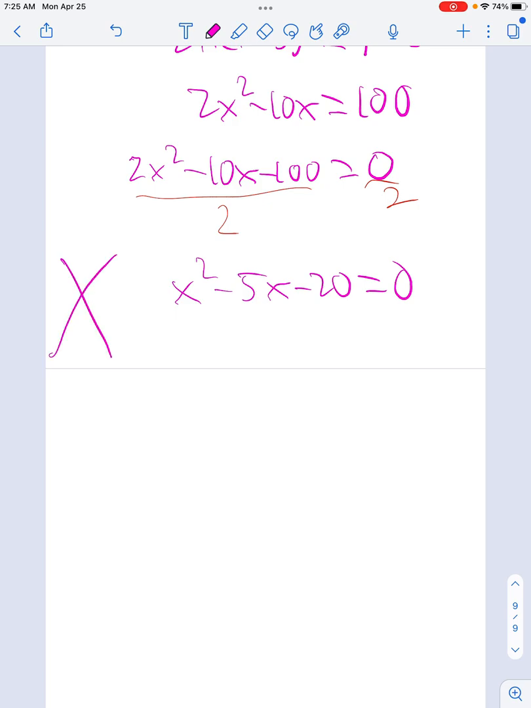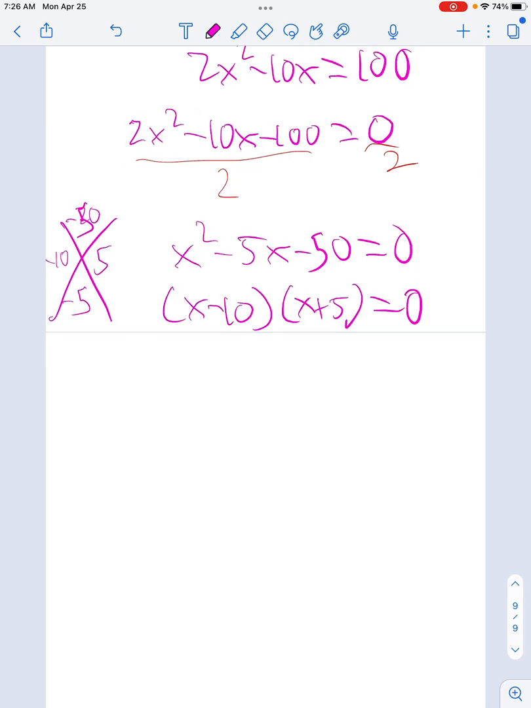If I think about my factoring, what two numbers multiply to get negative 20 but add to get negative 5? Oh, Mr. Larson, this is not a 20. This is a 50. What two numbers multiply to get negative 50 but add to get negative 5? That's going to be a negative 10 and a positive 5. So my answer is going to be x minus 10, x plus 5, which again means that my actual solutions are x equals 10 and or x equals negative 5.